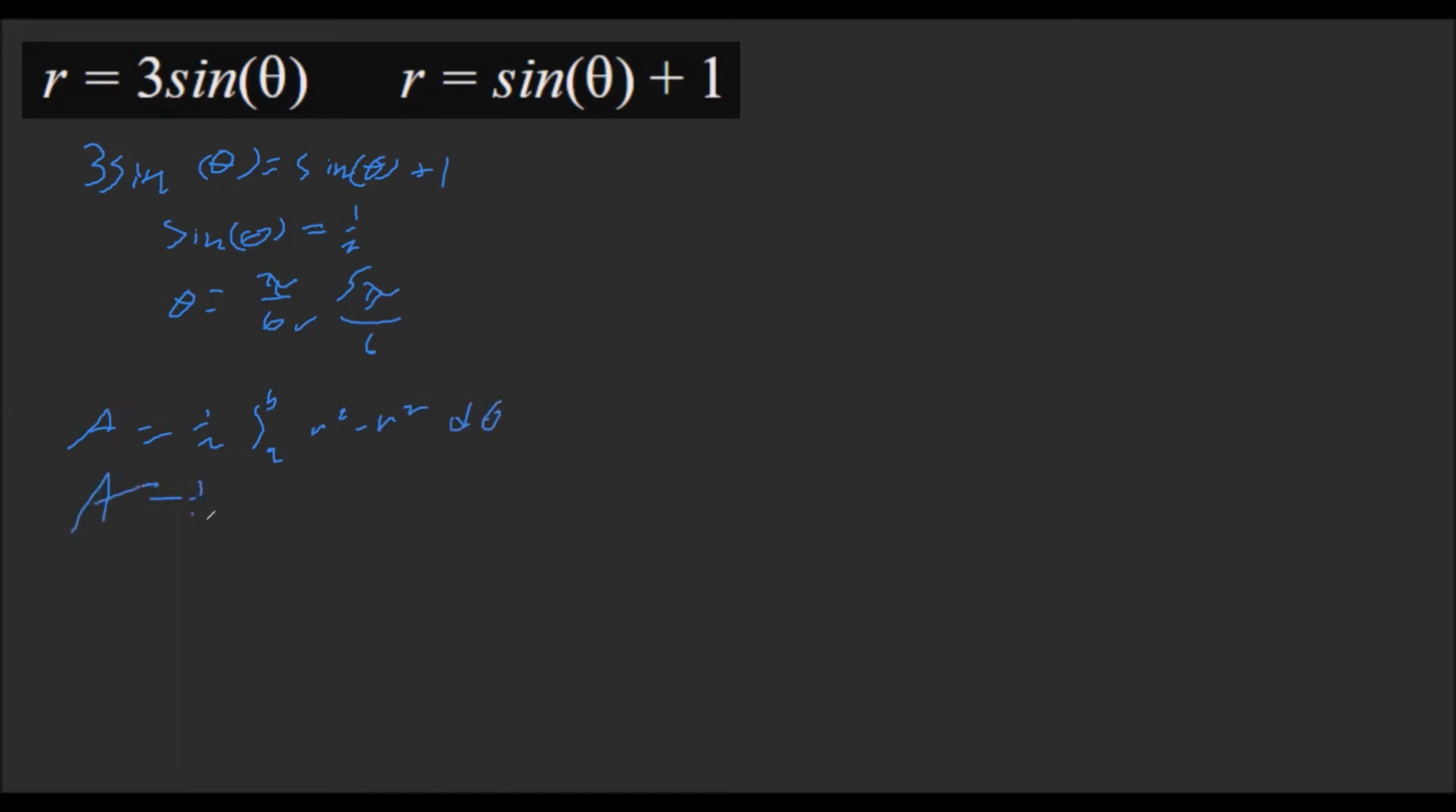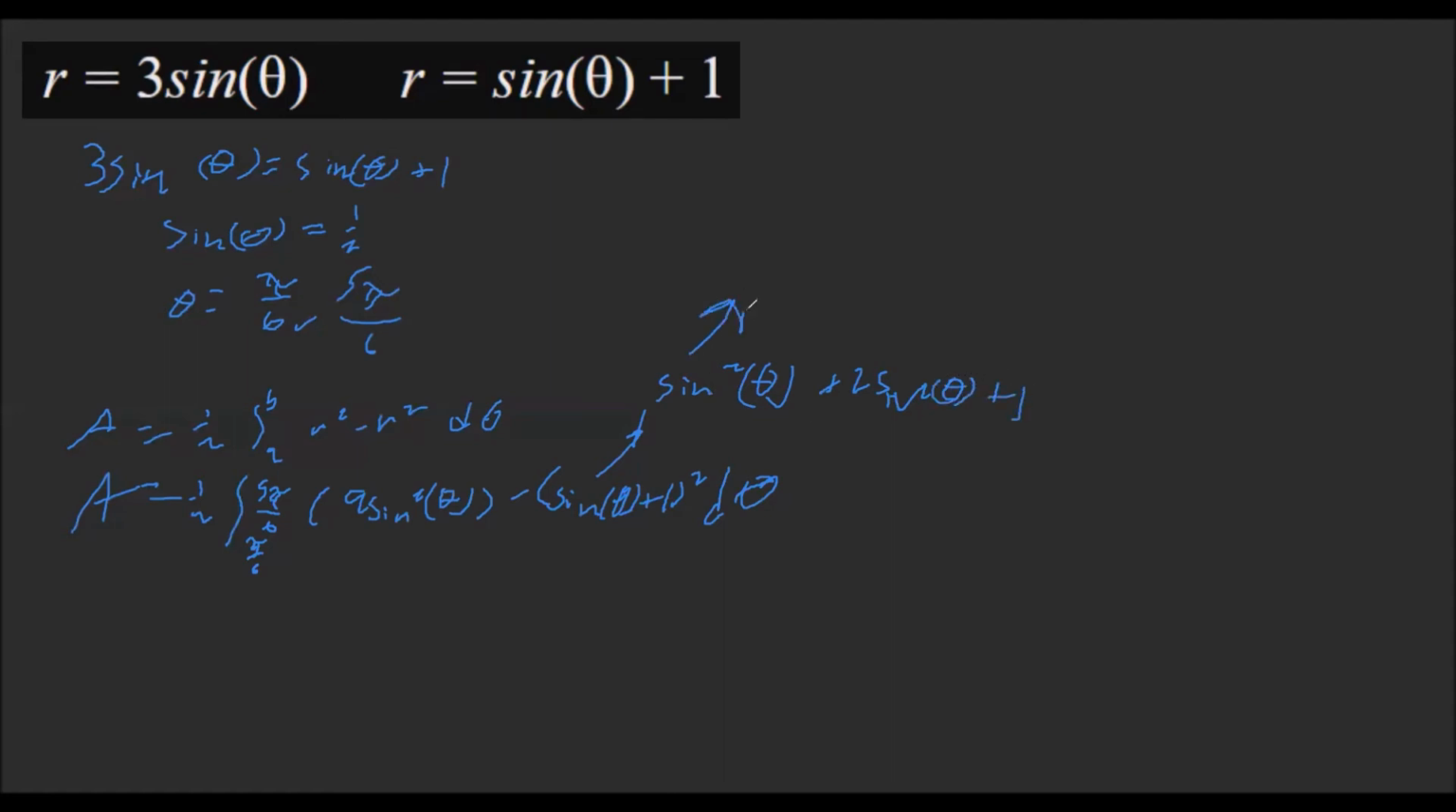A equals 1/2 the integral from pi over 6 to 5 pi over 6 of 9 sine squared theta minus sine theta plus 1 squared d theta. Now let's first simplify this term over here. So this is going to be simplified to sine squared theta plus 2 sine theta, plus 1.